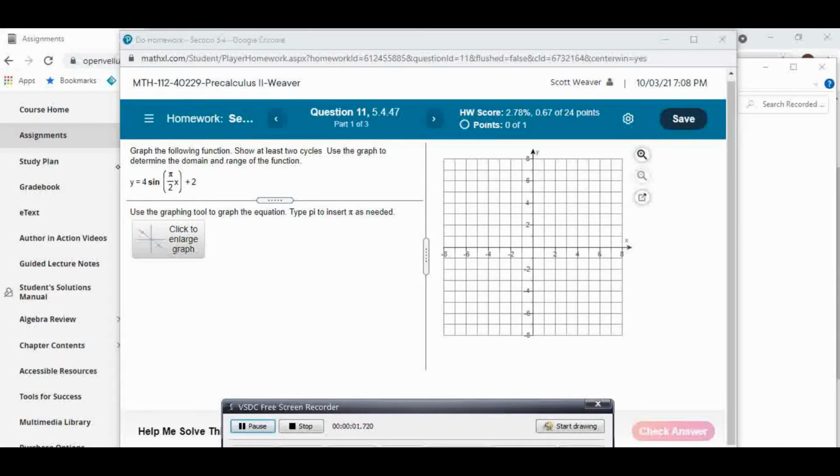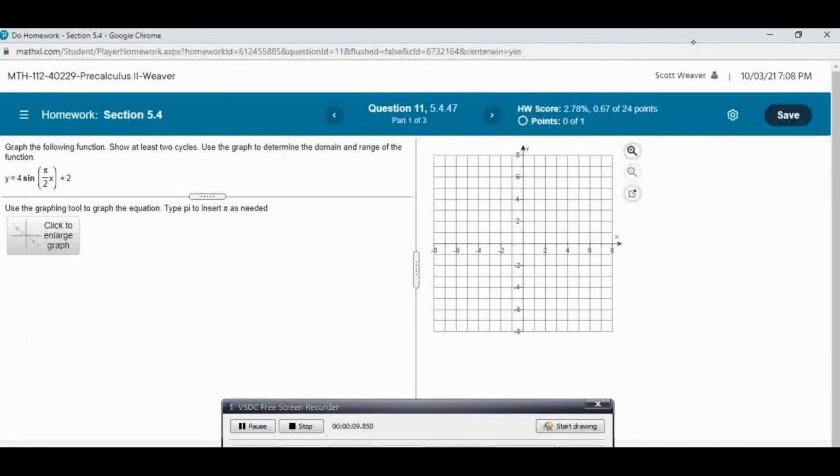Alright everyone, what you see before you now is the style of question that will appear on your homework for this particular section. And what they're going to want you to do is graph this function. We know how to do it on paper, but how do we do it using their tools? So here's what we have to do. First off, let's start by finding all of the important things that we need to know here.